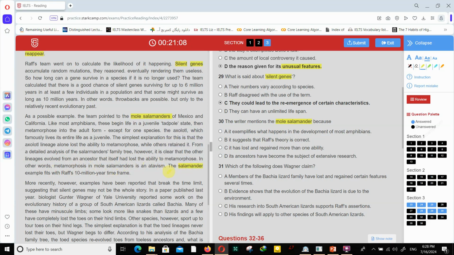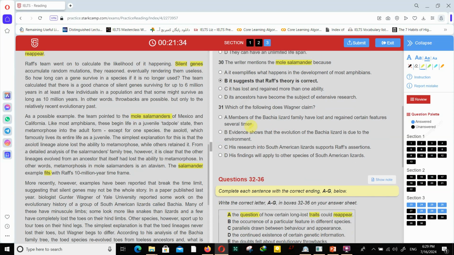Okay, now here it says that it exemplifies what happens in the development of most amphibians. It suggests that Ruff's theory is correct. I think this one is actually the correct answer. Here it says that the salamander example fits with Ruff's 10 million year time frame. Fits means Ruff's theory is correct actually. So question 30, option B is the right answer.